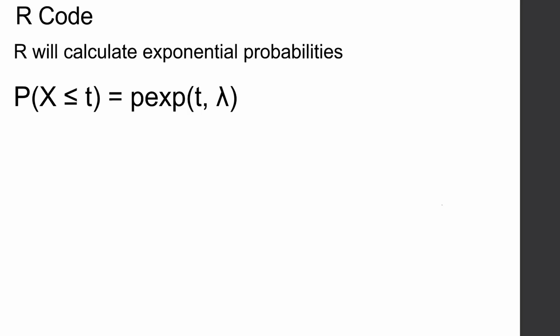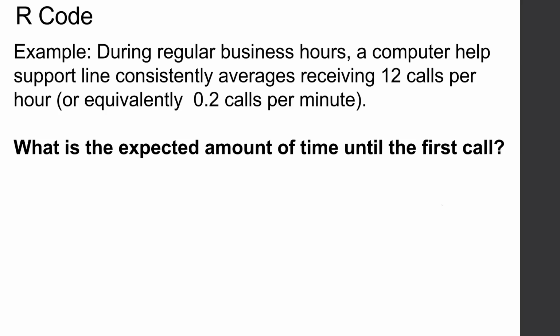But again, we're not going to worry about these hand computations because we're going to let R calculate our probabilities for us. So the probability that x is less than or equal to t is going to be a p function in R, pexp for exponential. We're going to put the time that we're interested in first, comma, our lambda. Remember, we are not using our d function. We're not going to use the d function at all. We can't compute the probability of being exactly equal to a specific time.